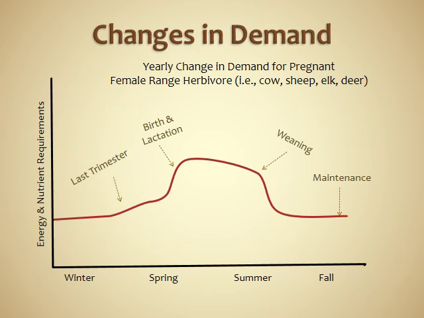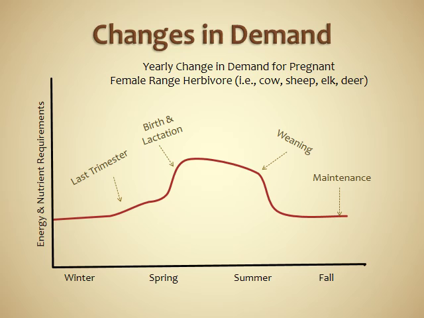Okay, now we're going to switch gears a little bit, and we're going to think about how those demands change over the year. I'm going to use an example of a pregnant female range herbivore. So, these data are based mostly on cows, but it's the same for sheep or elk or deer or pretty much any animal out there ranging on the land.